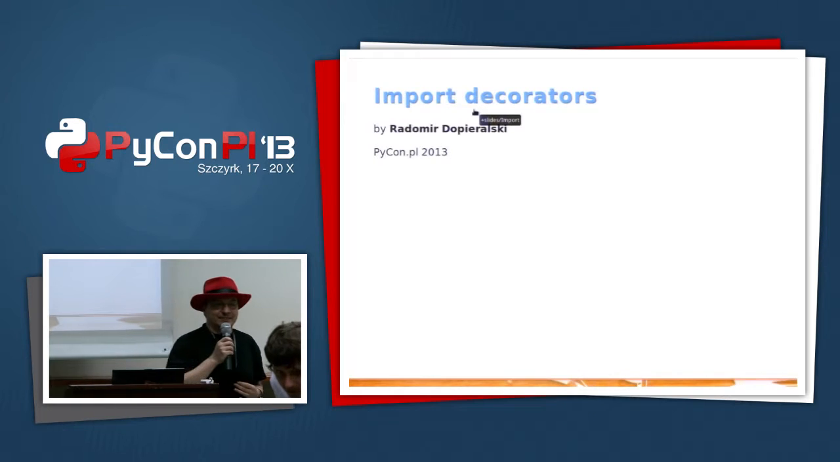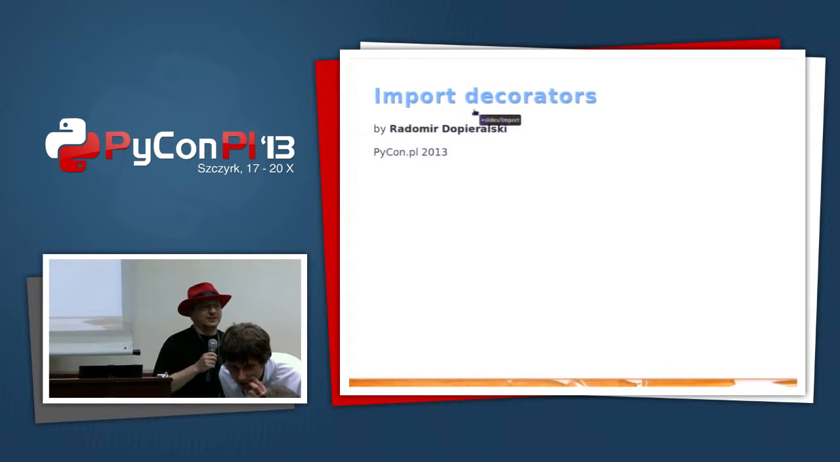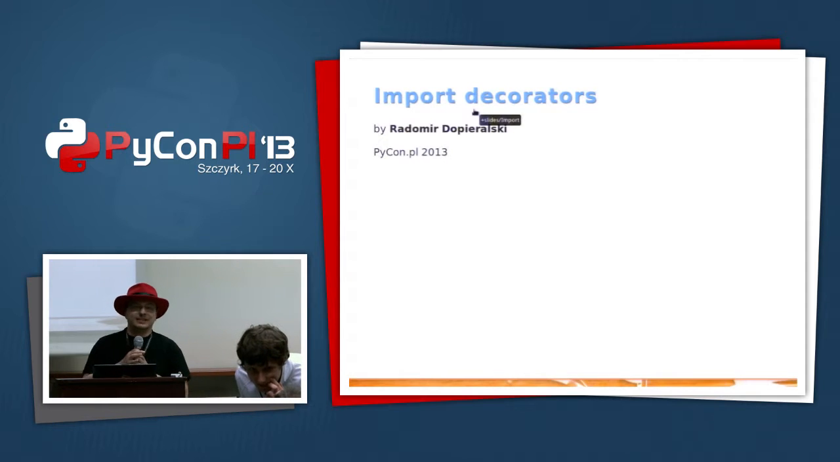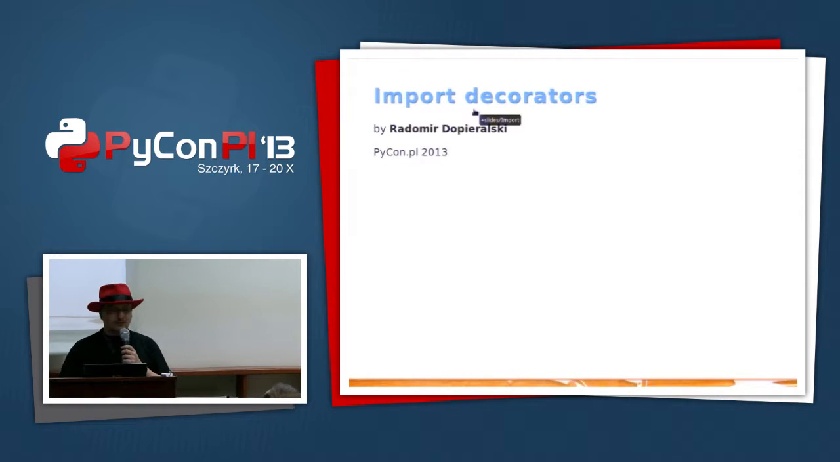There is this idea: Python 3 is already gaining popularity and the freeze is over, so we can start adding new features to Python, like in the old days. So for example, we could have import decorators.